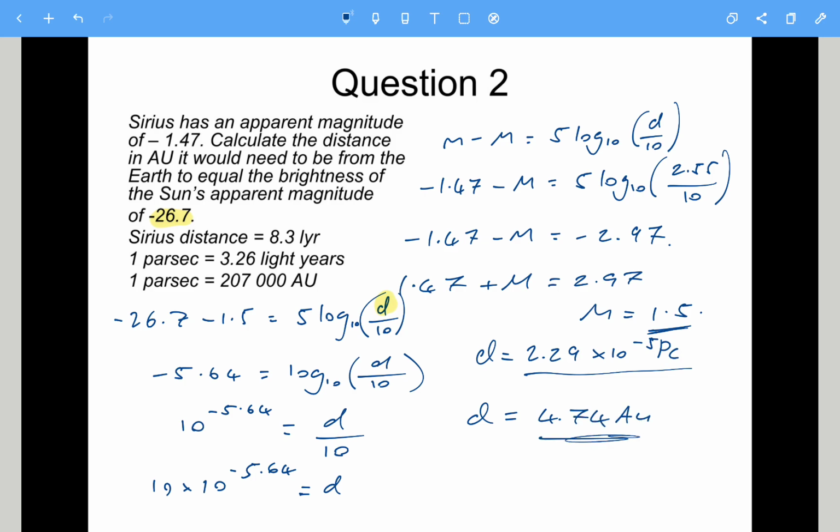So that is the distance you would have to put Sirius away from the Earth for it to appear as bright as the Sun, and that's about Jupiter. So Sirius would have to be where Jupiter is, and when you looked at it, it'd be as bright as the Sun. Well, don't look at it, that would obviously be really stupid.